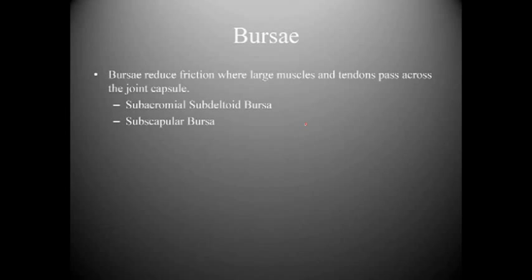So what are bursae? Bursae reduce friction where large muscles and tendons pass across the joint capsule. We see that we have two of those, such as the subacromial subdeltoid bursa and the subscapularis bursa. The important thing to remember is it reduces friction. Friction is the enemy of the body. Anytime that you have increased friction, things are going to wear out. That's why when your knees have a reduction in cartilage, things tend to go wrong, simply because you create high stress, high tension points of the body, which the body is not capable of withstanding.